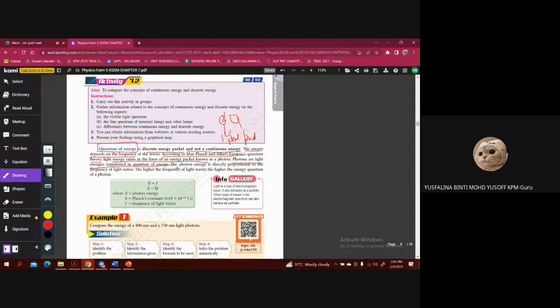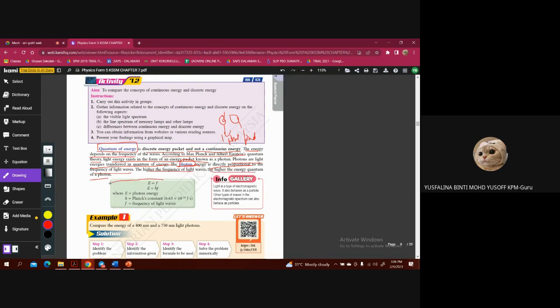So the photon energy is directly proportional to the frequency of light. Okay, so the light energy inside the packet is directly proportional to the frequency. So if the frequency increases, the amount of light energy inside this packet will also increase. So this packet, we call it a photon. The higher the frequency of light, the higher the energy quantum of the photon.